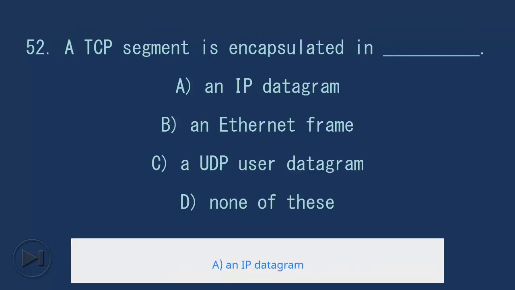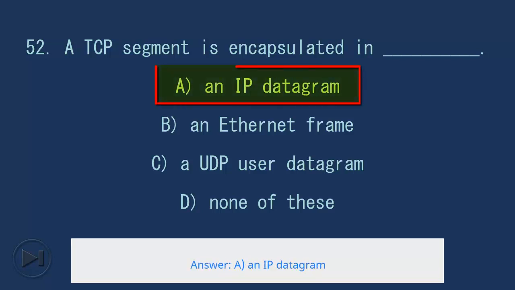52. A TCP segment is encapsulated in blank. A, an IP datagram. B, an Ethernet frame. C, a UDP user datagram. D, none of these. Answer, A, an IP datagram.